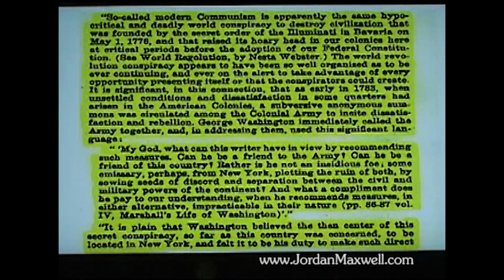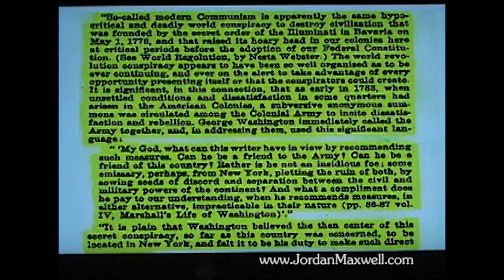Now the next page went on to say that so-called modern communism is apparently the same hypocritical and deadly world conspiracy to destroy civilization that was founded by the secret order of the Illuminati in Bavaria on May 1st, 1776, and that raised its hoary head here in our colonies at critical periods before the adoption of our federal constitution. See the book World Revolution by Nesta Webster.